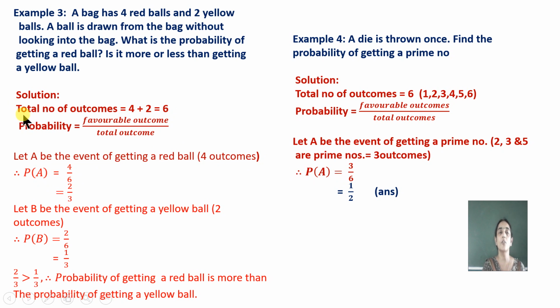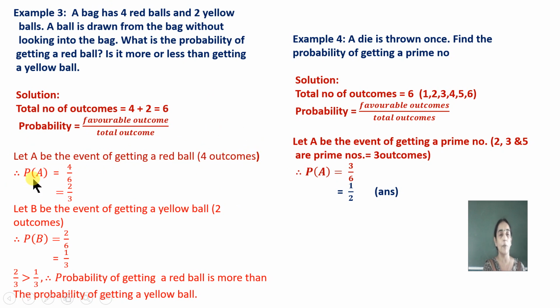So here also, total number of outcomes: there are 4 red balls and 2 yellow balls. So you will add that, 4 plus 2 is equal to 6. These are the possible outcomes. Then you write the formula for probability and then let A be the event of getting a red ball. Now there are 4 favorable outcomes because there are 4 red balls. So 4 times if you put your hand, you may get a red ball. So that's why the favorable outcomes are 4.